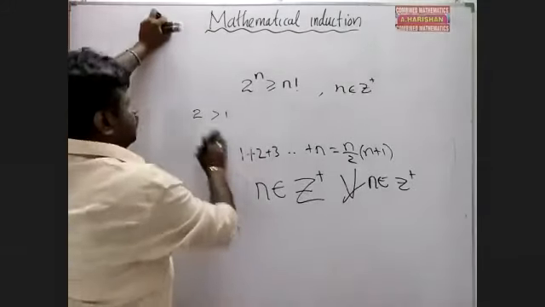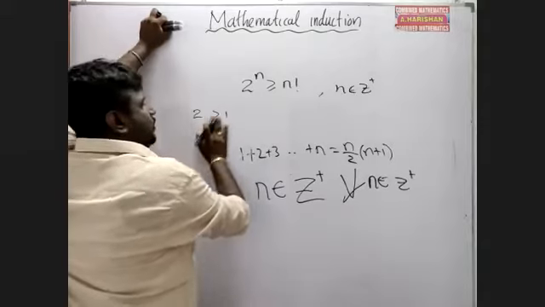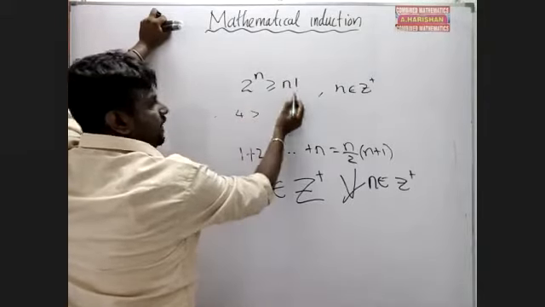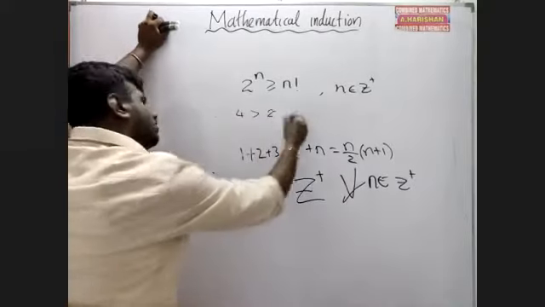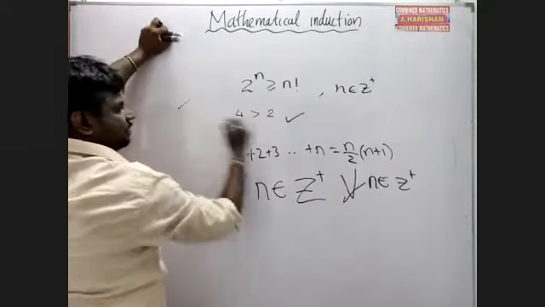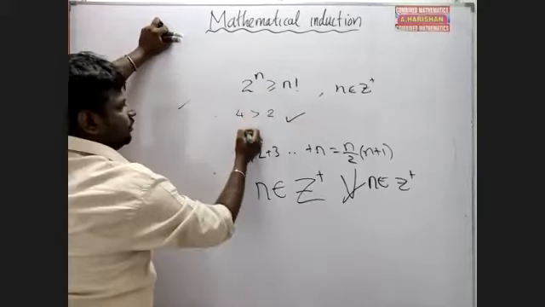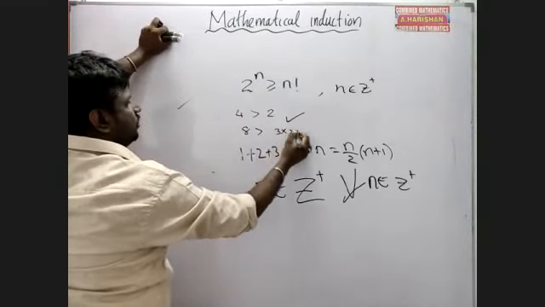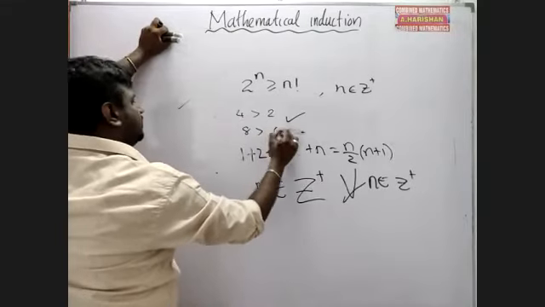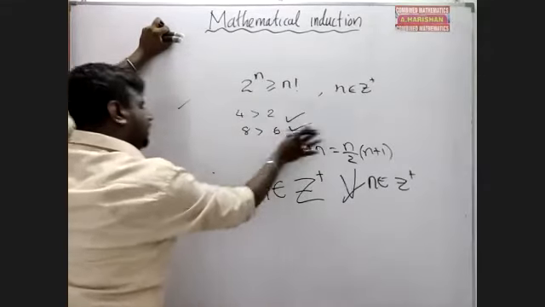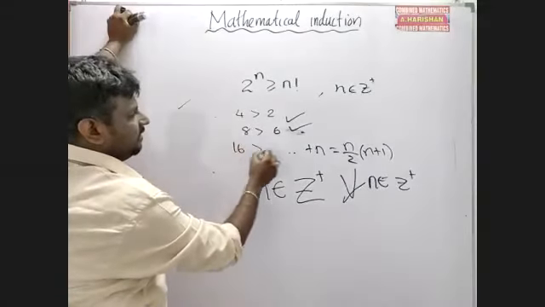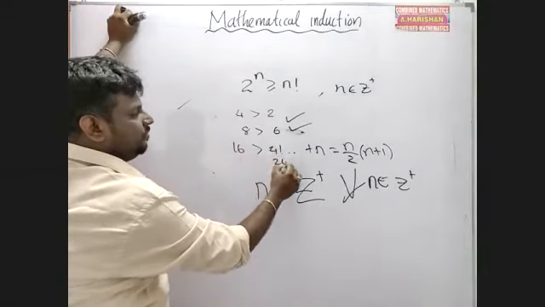If you put n equals 2, you get 4, and 2 factorial is 2. If you put n equals 3, 8, and 3 factorial is 3 into 2 into 1, 6. So we are happy. If you put n equals 4, 16, and 4 factorial is 24. This is wrong.